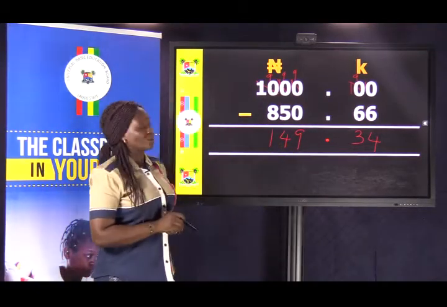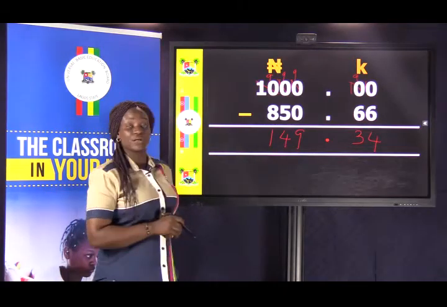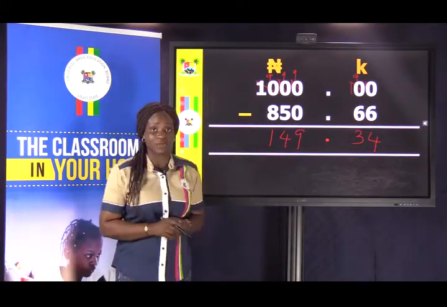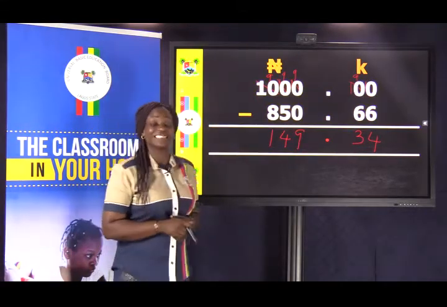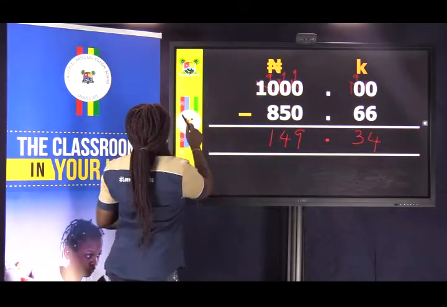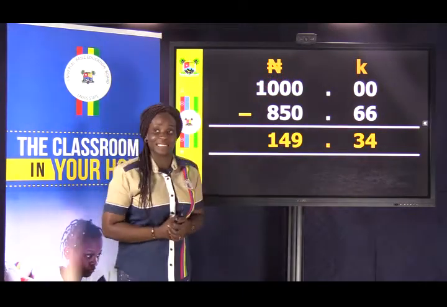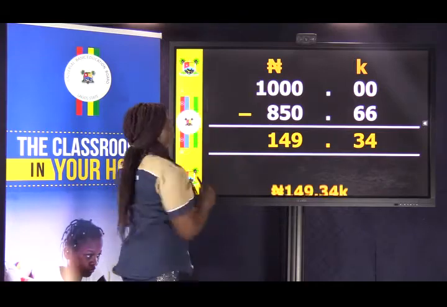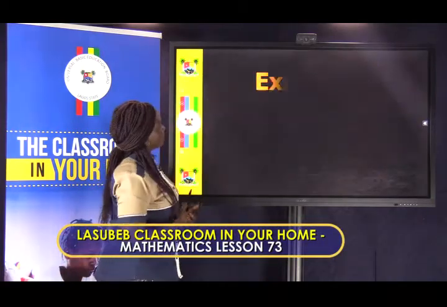So how much change will I get if I pay 1,000 naira for a dress of 850 naira 66 kobo? I'll be getting 149 naira 34 kobo. Let's see if we are correct. Yes, 149 naira 34 kobo is the change I will be getting.